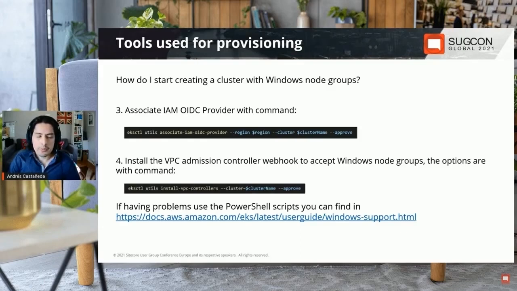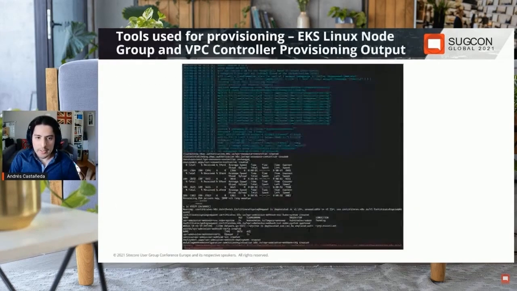And one thing that I should mention is, I don't know if it was because of the version of EKS I was running at that time, but I had issues running the command of eksctl, and I ended up using the PowerShell script, which worked very well. And this is the output of the creation of the Linux node group with the VPC. The white lines are the VPC controller webhook installation. Because my provisioning was for a demo, I only have one node in the Linux node group, and it took around 4 minutes to create it.